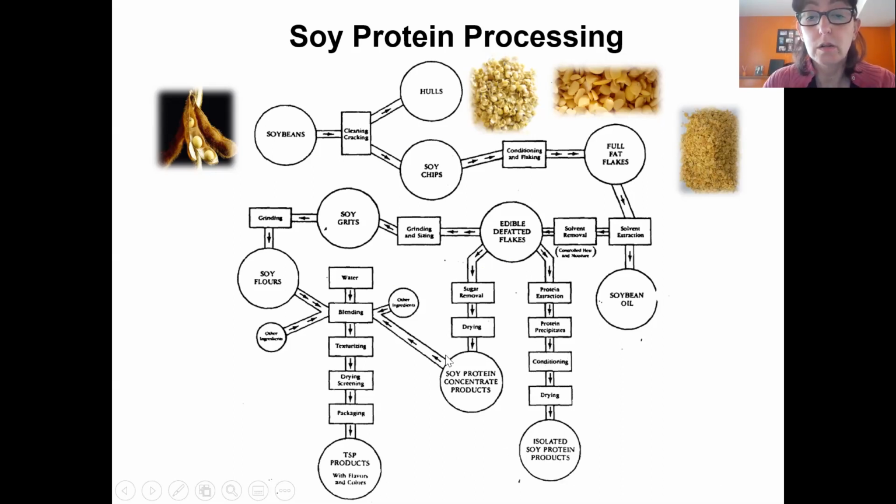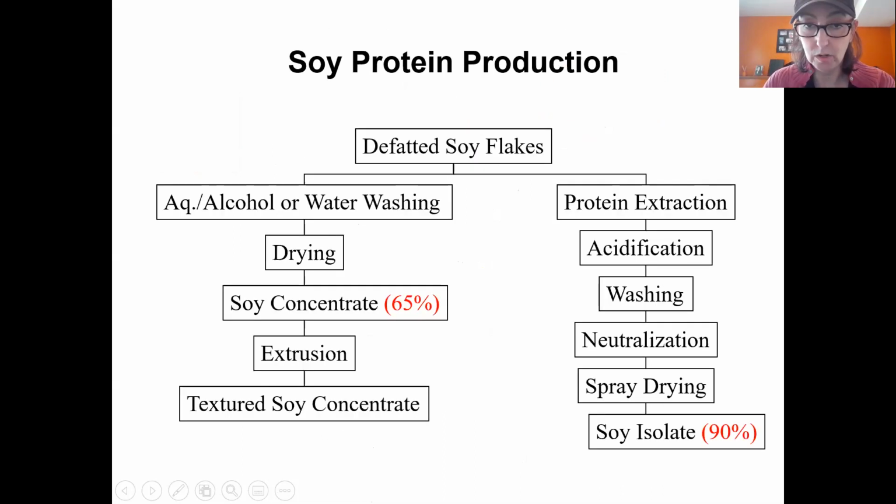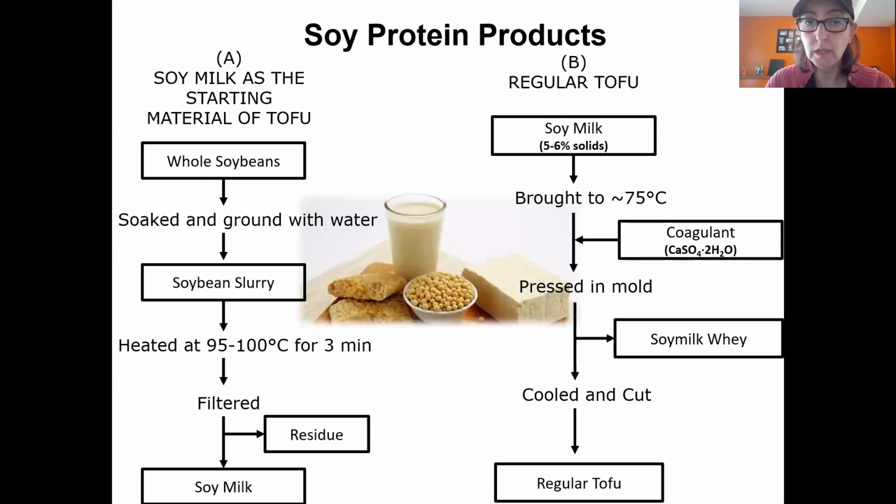So these are different ingredients, and the concentrates and the flour can be used for extrusion, where you have the oil entry, water entry, blending, texturizing, drying, packaging, etc. This is another breakdown of how you produce the concentrate and isolates.